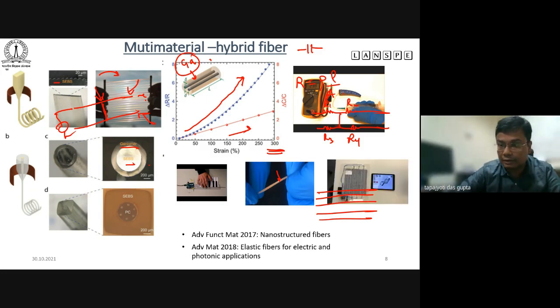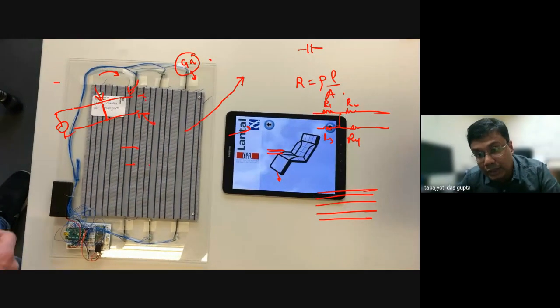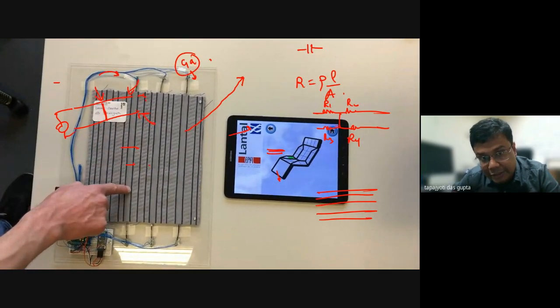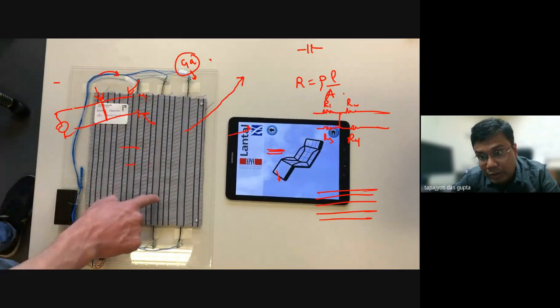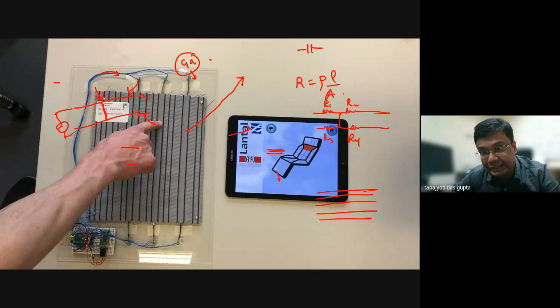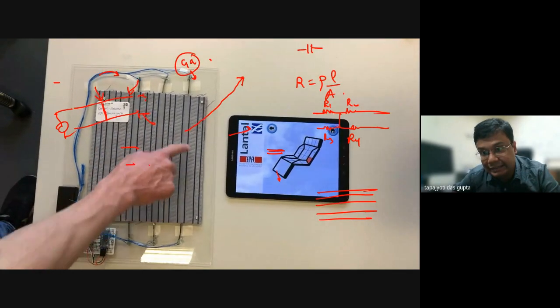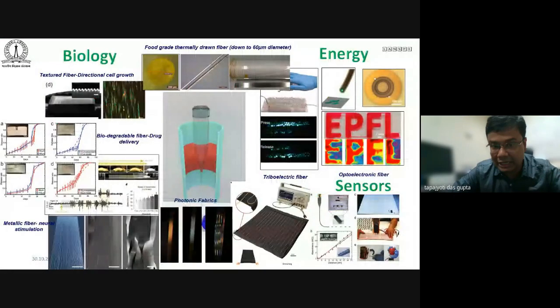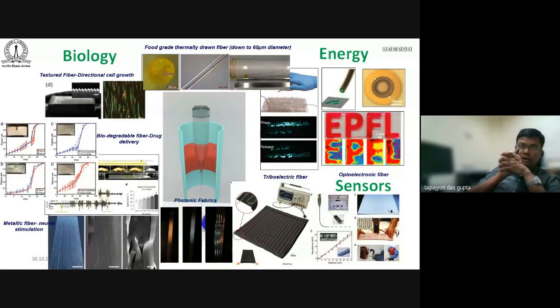The last one, I'm coming back to the pressure sensor, where this guy Andreas is pressing the fiber. The black ones are the fibers integrated inside the cloth, and you can look into this small display where it's actually sensing. These are a bunch of applications that I wanted to show you. It's not only sensors, but also used for energy harvesting, like triboelectric fibers. For more details, you can look into the paper from my previous lab.